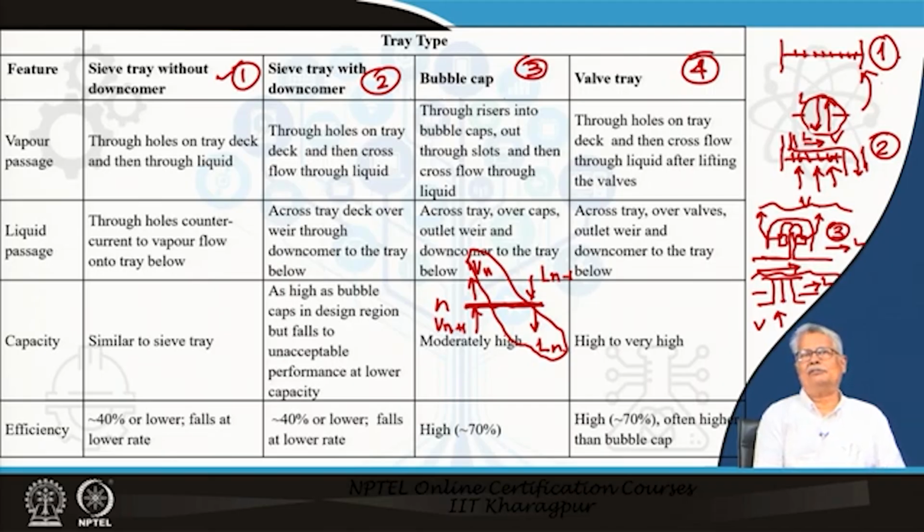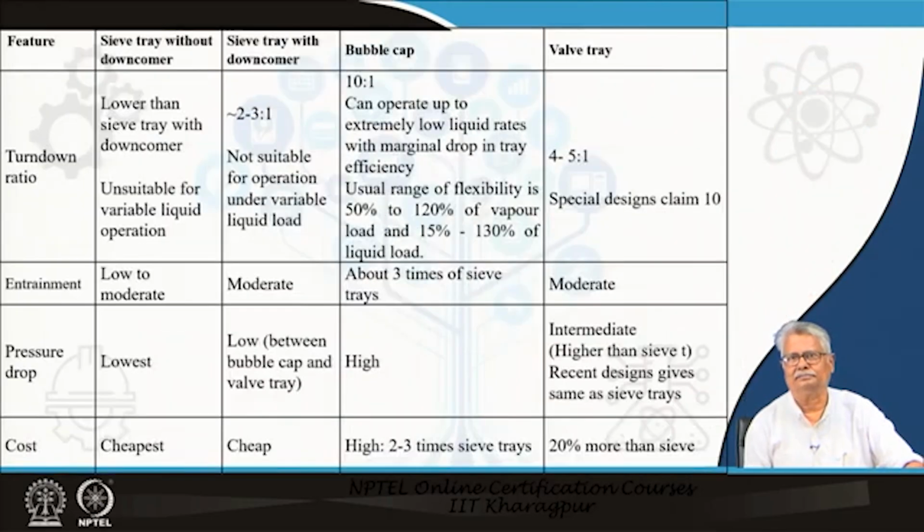Relative to that, you have a fairly high efficiency of bubble cap and the valve trays. You see, it goes up to an approach of around 70%. Sometimes the valve trays have even higher capacity, and definitely the efficiency could also be higher.